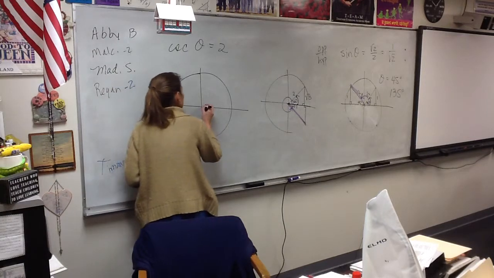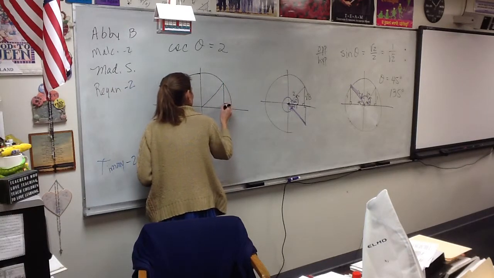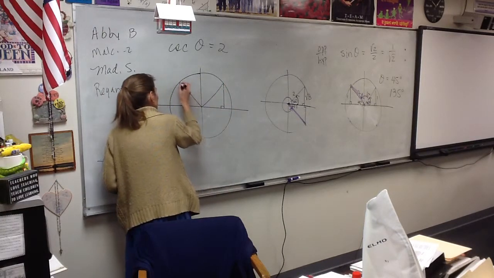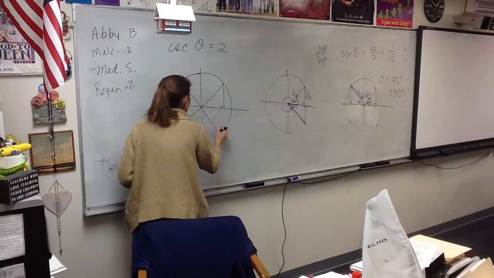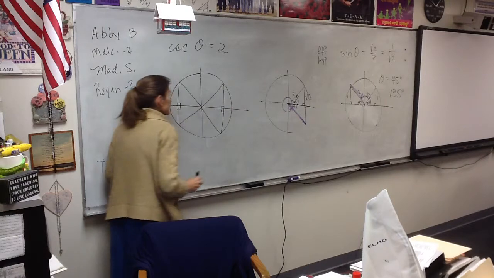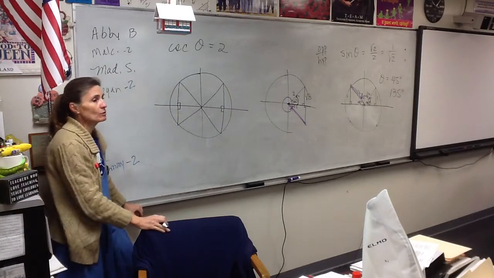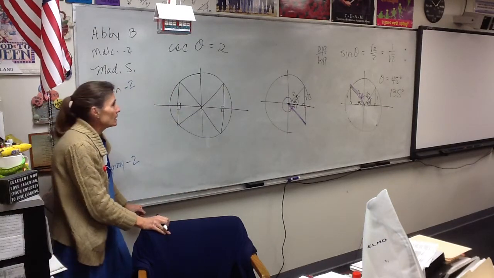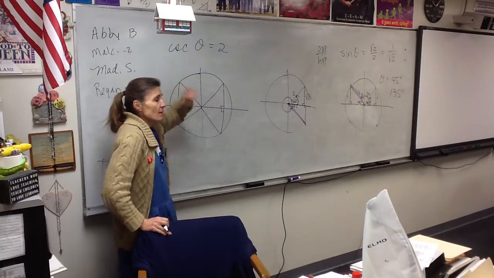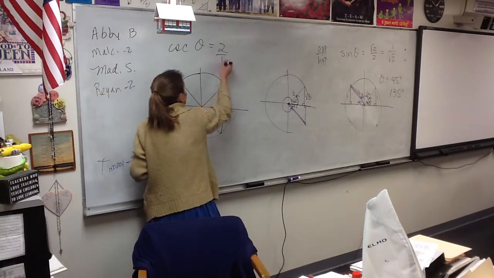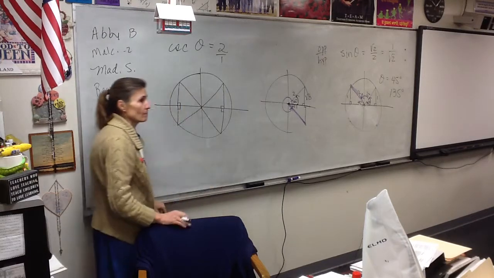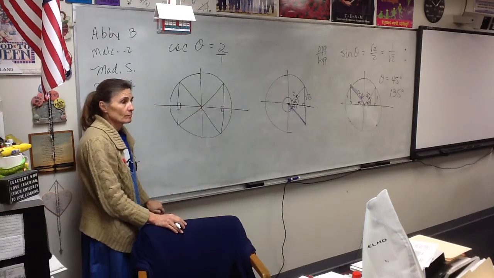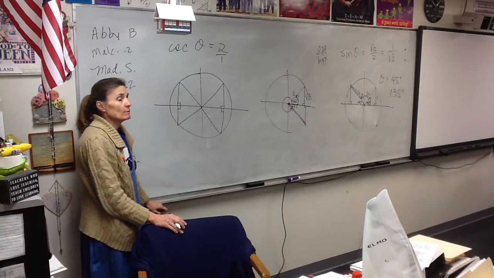I'm gonna label some triangles and see which ones work. Here's my butterfly bow tie. I'm going to see which of those triangles work. This says the cosecant is 2 over 1. All right, now wait. Cosecant.